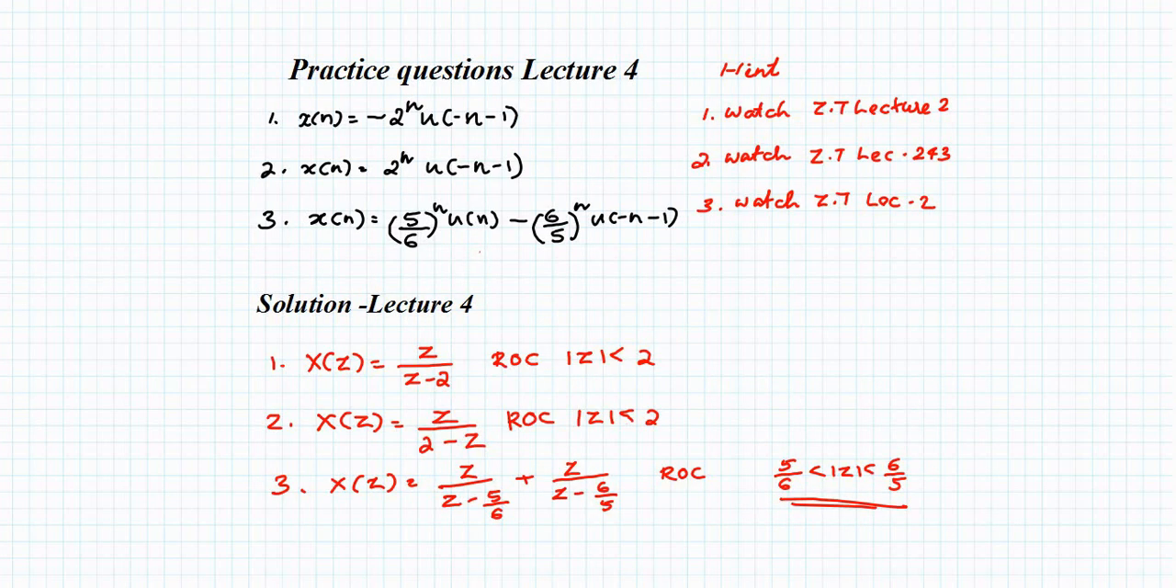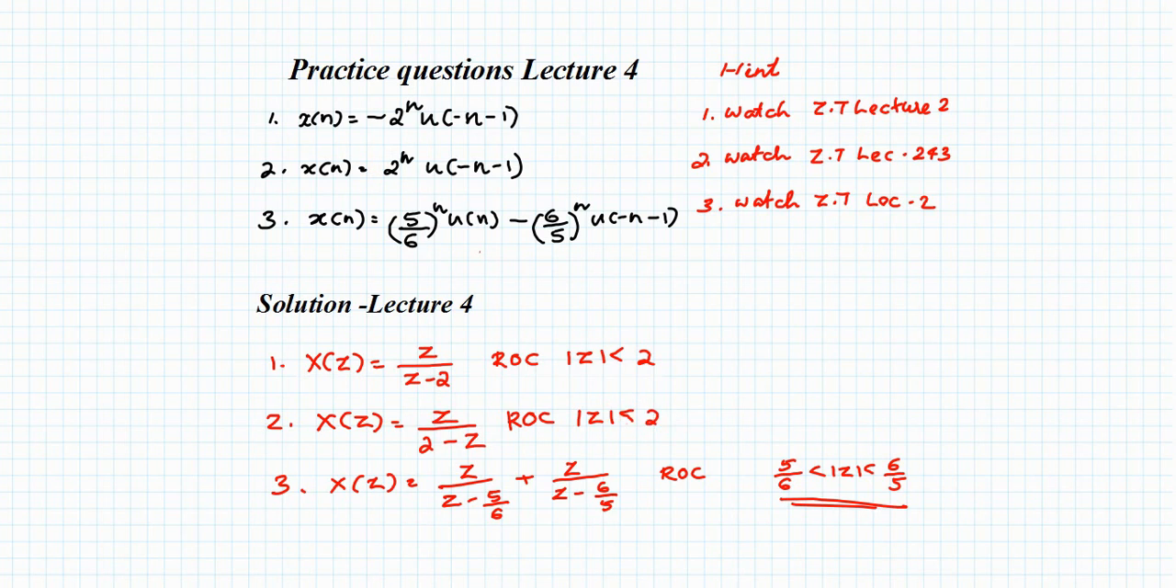Now we'll discuss the solutions of the previous lecture, lecture 4. One question is x of n equals -2 raised to n into u of -n, and the answer will be z by z minus 2, and the ROC will be modulus of z less than 2. The second question is almost similar to the first one, but there is no minus sign, and the answer will be z by 2 minus z, and the ROC will be the same.